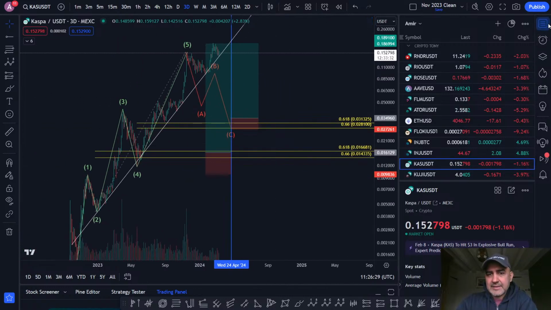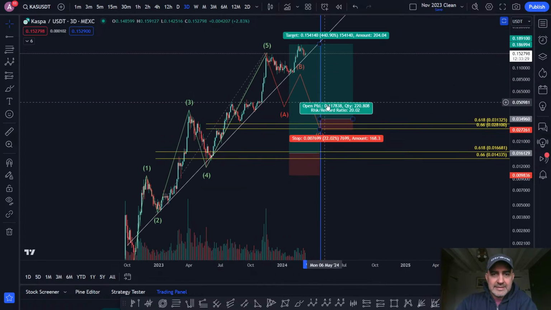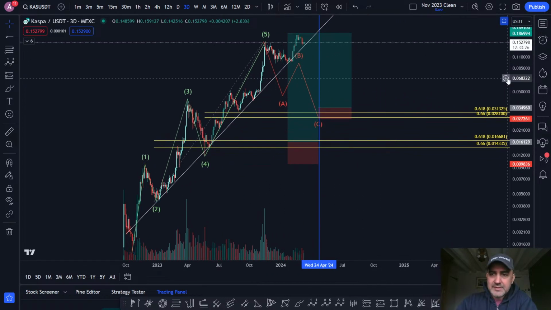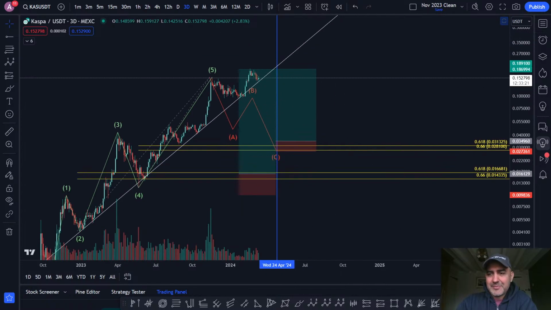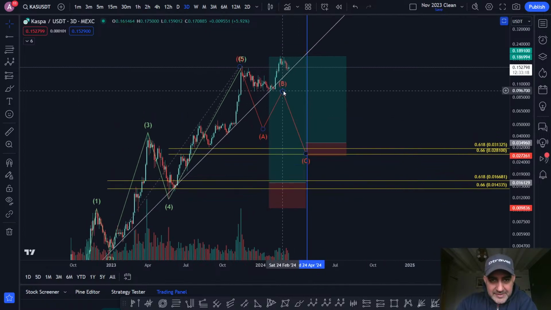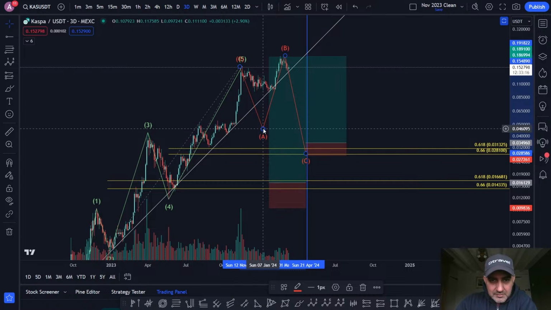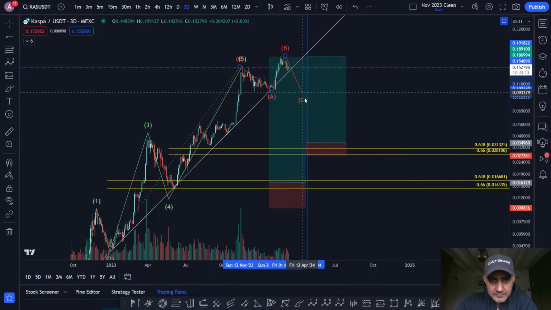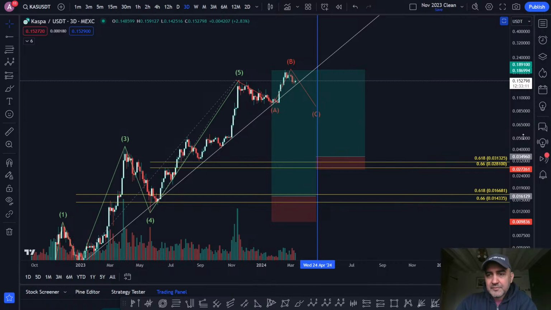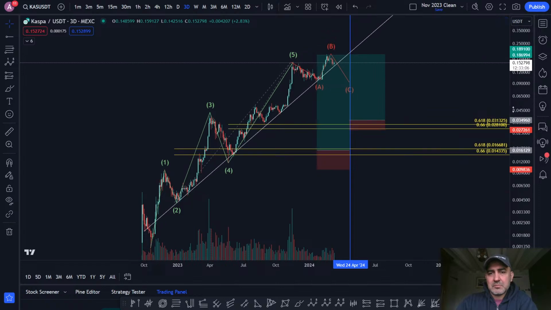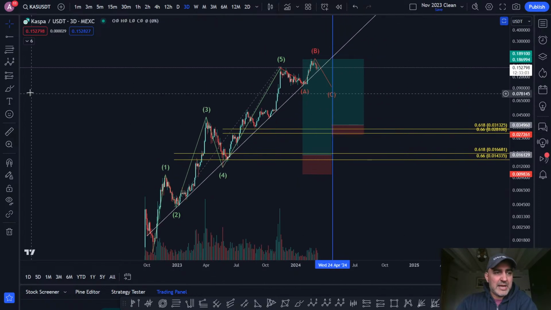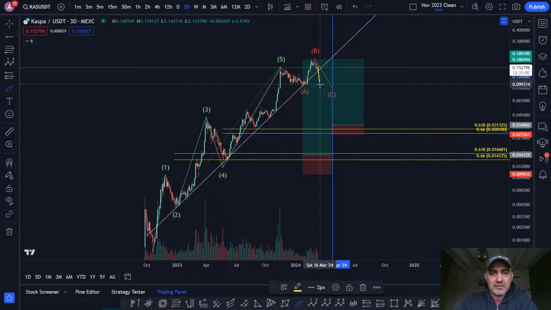So CAS is correcting. It's done its 5 waves actually. That's the wave 1. I was looking for a much deeper correction, but it's obviously not going to present itself, but it still might. Again with CAS, it's a tricky one, because if you break that trend line, it's going to look really ugly. You could get a really strong push down, a big sell off.